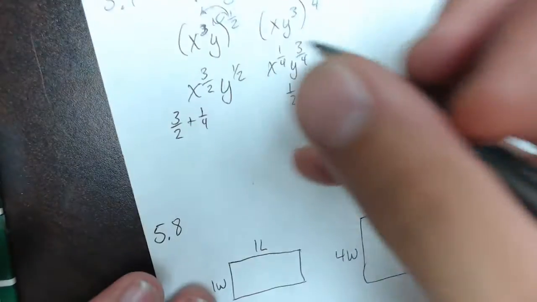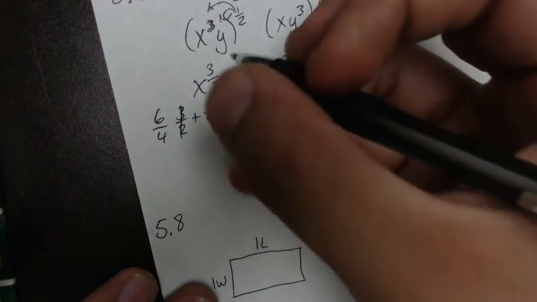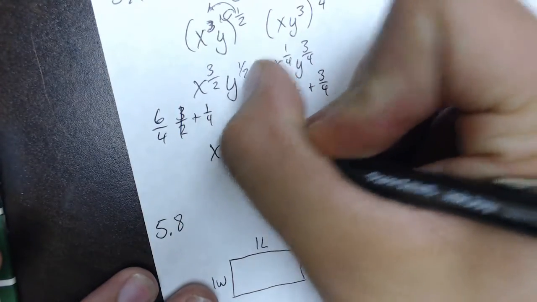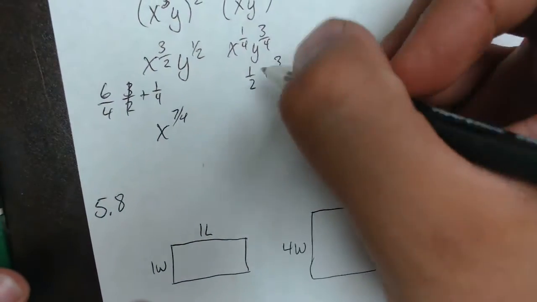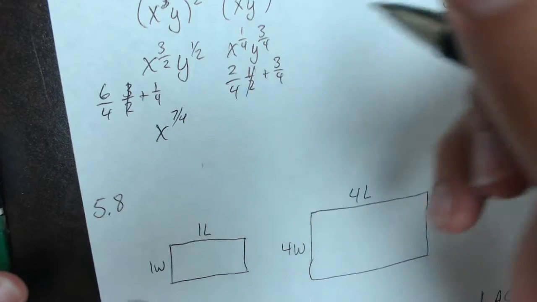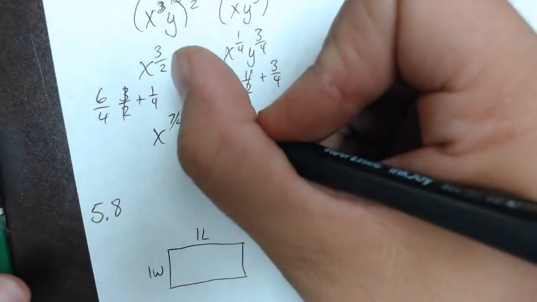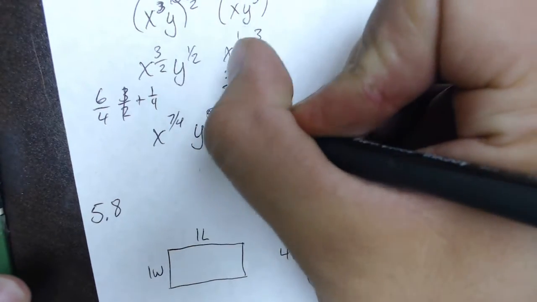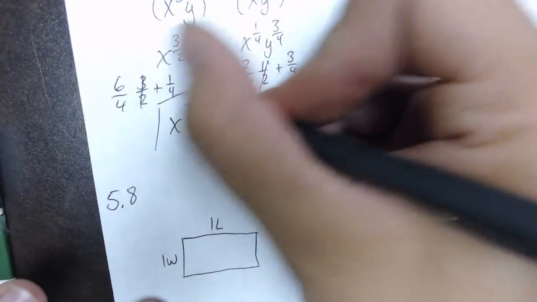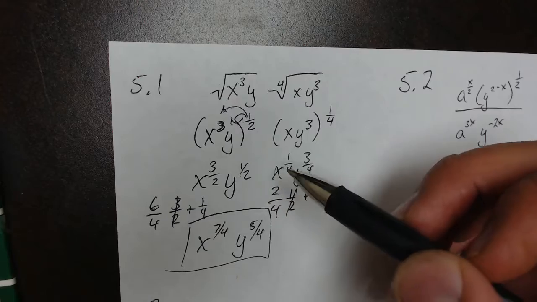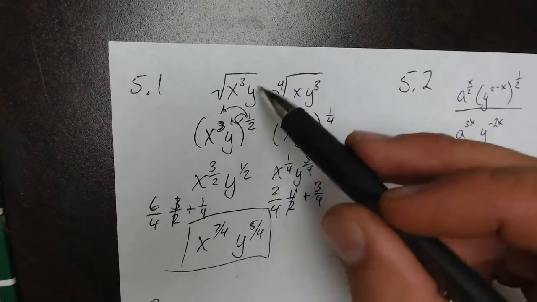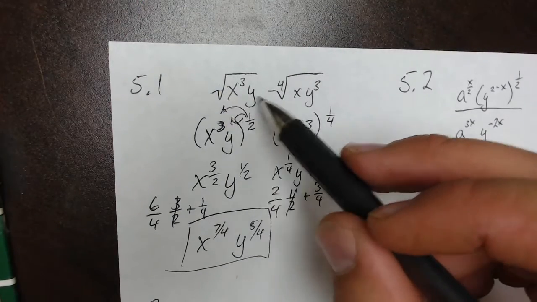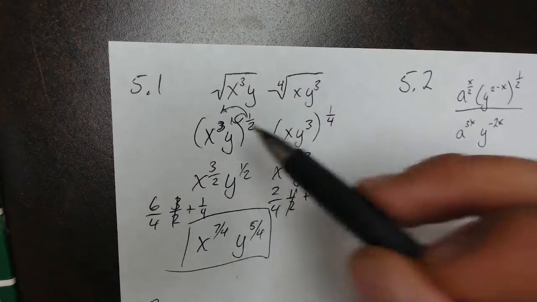We're going to need a common denominator, so we'll convert this 3/2 to 6/4. We add it, and then we get x to the 7/4. Here this becomes 2/4 when we give it the common denominator, and that becomes y to the 5/4. And that's our final answer. So that's pretty simple. When you see these, just think of fractional exponents, and then this square root is going to apply to the whole number, so you kind of put it in parentheses and distribute.